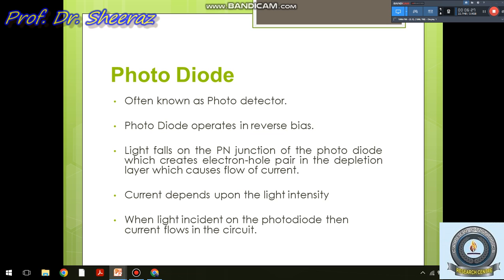Now where is the depletion layer? The depletion layer is present between the p and n regions. So the current depends upon the light intensity. When light is incident on the photodiode, then current flows in the circuit.